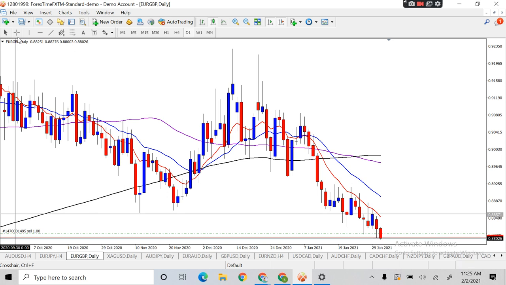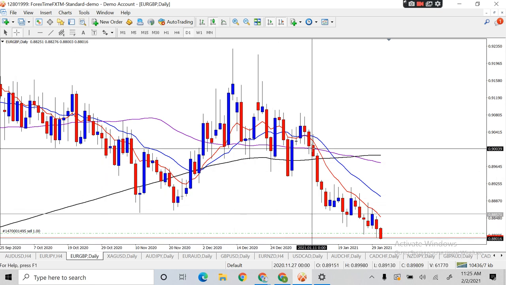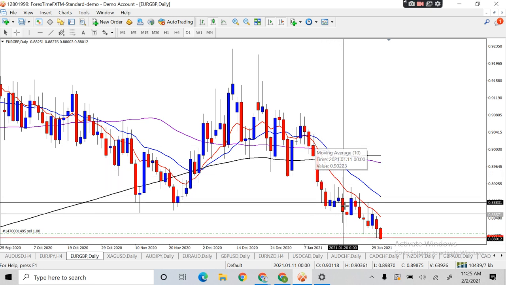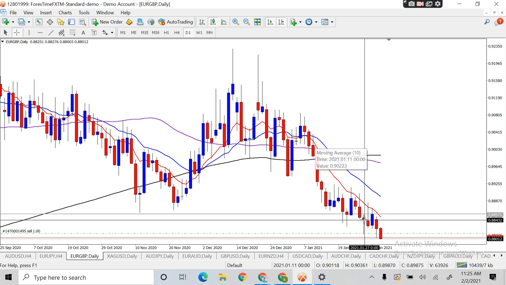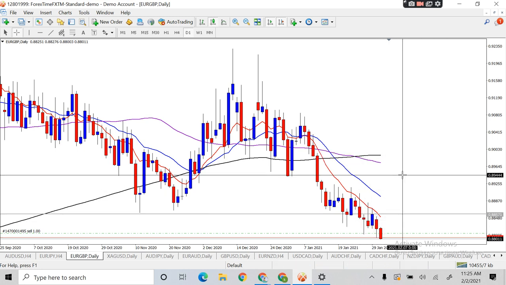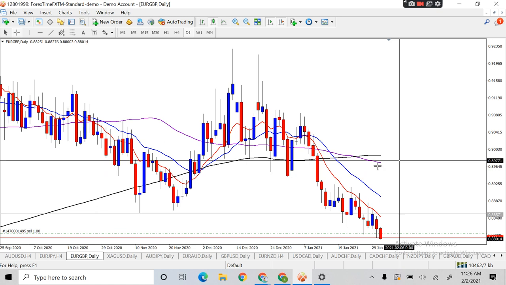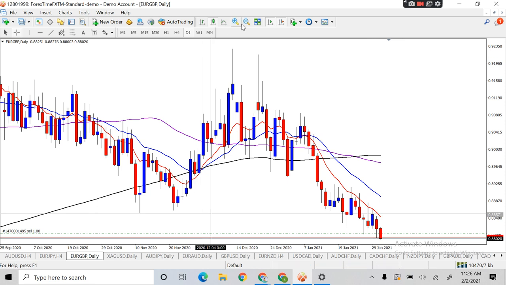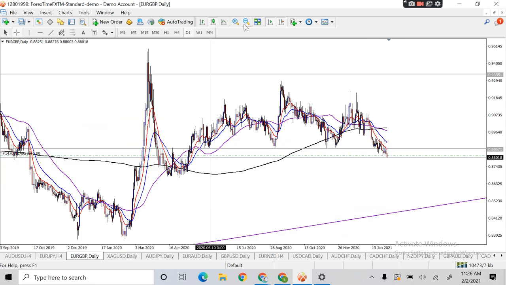Now, looking at the distance between the 10 and 20 moving average, we also see that the 10 moving average is a bit far from the 20 moving average downward, and it has been acting as a dynamic resistance for close to 3 weeks. So this tells me that these are strong sell signs for this pair. I'm going to sell this pair for all it's worth.